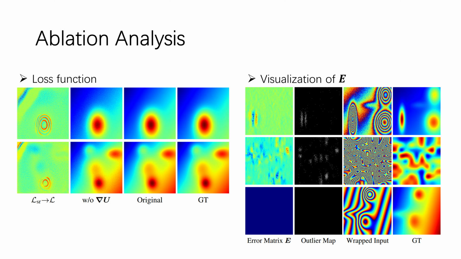We performed ablation analysis as shown below. The left shows that the outer wrapping in the loss is crucial and the recorruption mechanism effectively suppresses noise, while the right indicates that the outliers are well perceived.